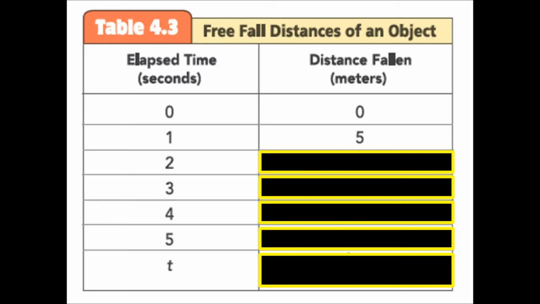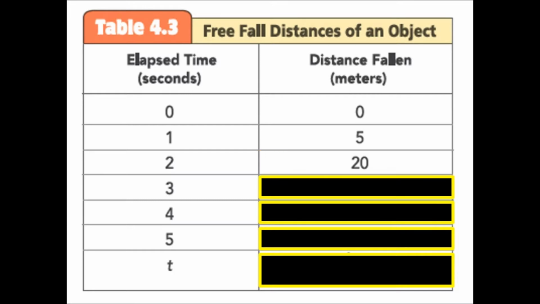Now, what about 2 seconds? Well, let's see. After 2 seconds, it would be 20 meters per second, and the average velocity, 20 plus 0, the initial velocity, divided by 2, is going to be 10 meters per second. So at 10 meters per second, in 2 seconds, it's going to be 20 meters. So let's use that same idea to try and predict the next distance.